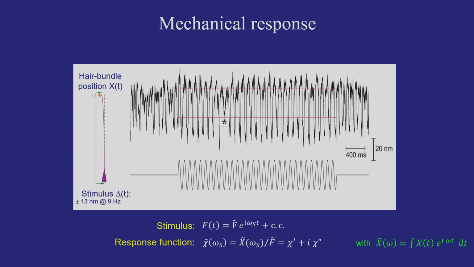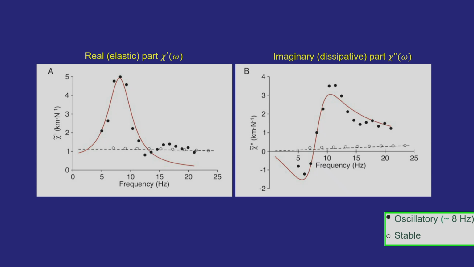Here's a plot of the real part chi prime and the imaginary part chi double prime as a function of frequency. For the sake of time, we will discuss the imaginary part of the response function only, because this is the part that amounts to how much work is provided by the fiber. In the case of a quiescent hair bundle that is stable, that is, that does not oscillate, we see that chi double prime, the dissipative part of the response function, is positive at all frequencies and increases with frequency. This is expected from a passive system because positive chi double prime here means that the fiber is injecting energy into the bundle to move it at a specific frequency. In other words, we are driving the bundle.